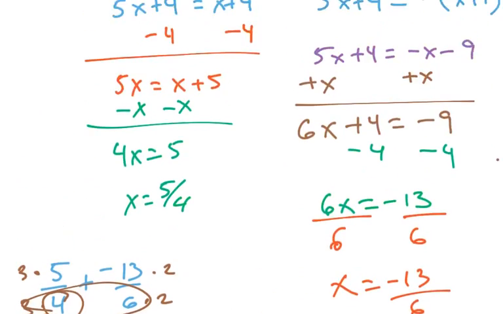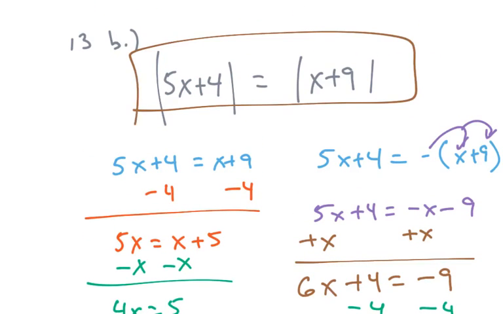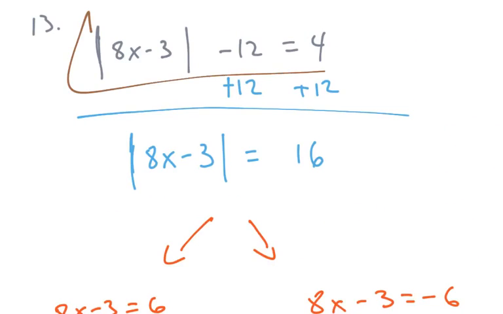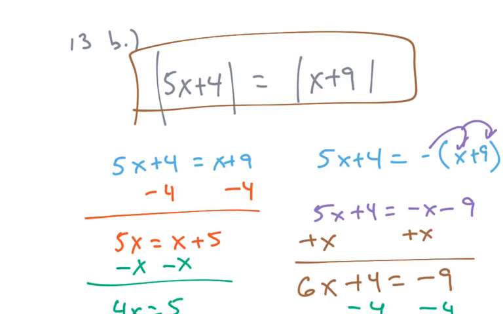So hopefully that makes sense. Really, all you got to remember is that whether it's written like this or like this, you get the absolute value by itself, you do the positive, and you do the negative case. And I did the same thing here. Did the positive, and then the negative case.